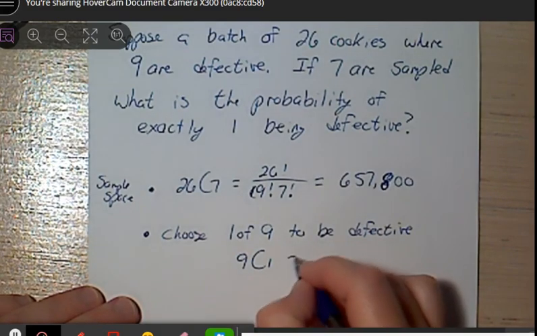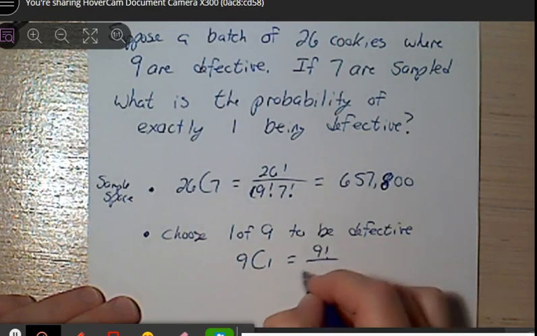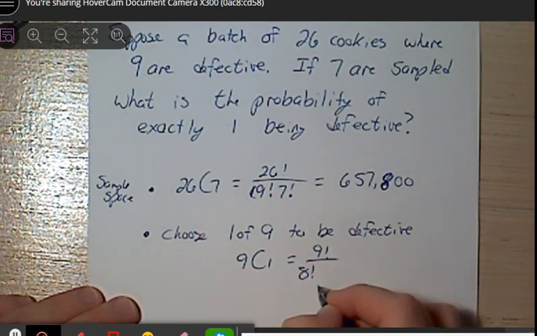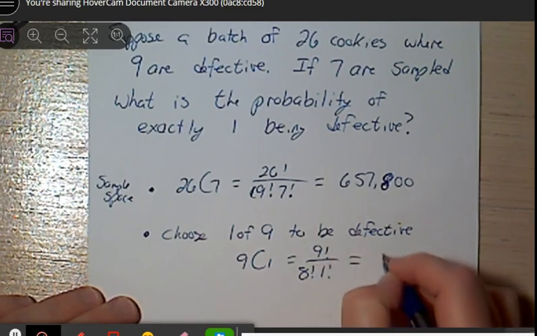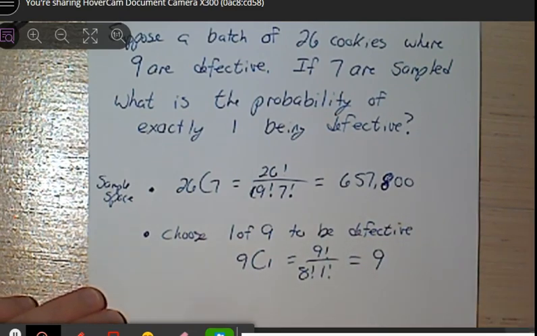Well, if you set that up, that is 9 factorial over 9 minus 1, which would be 8 factorial, and we've got the 1 factorial. You work all that out, that's going to come out to just be 9. So again, if we're only picking one cookie, there's 9 different ways we can pick the one cookie. It'll be the first one, the second one, the third one, the fourth one. So that one comes out to be really easy when we set that part up.